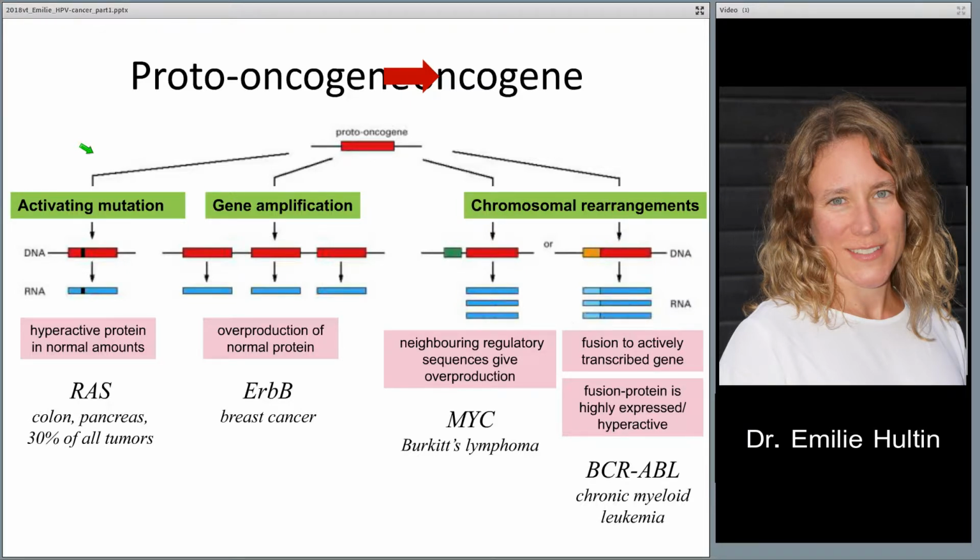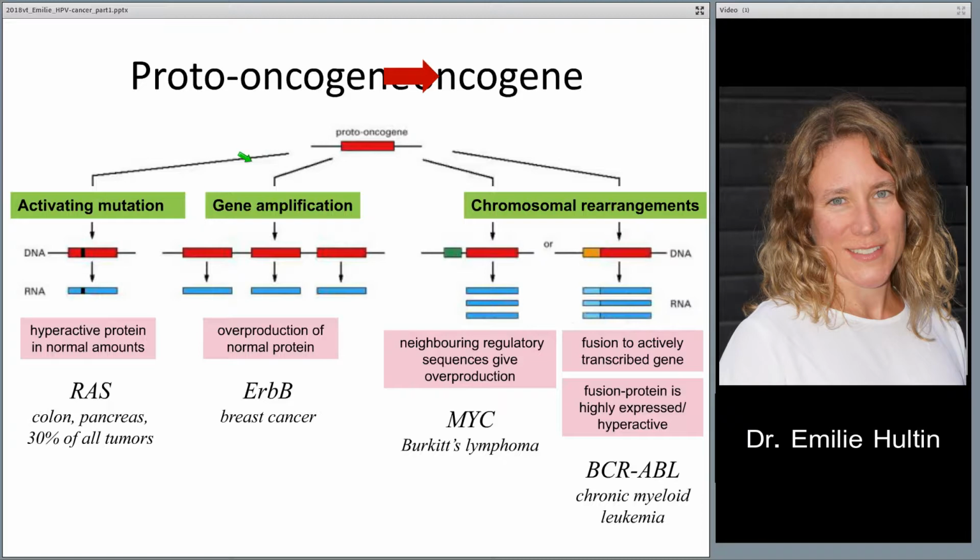And one example of this kind of activating mutation is usually seen in the RAS protein, the RAS gene. And RAS is an enzyme important in the cell cycle, and it's mutated in 30% of all tumors, and especially in colon and pancreas cancer.